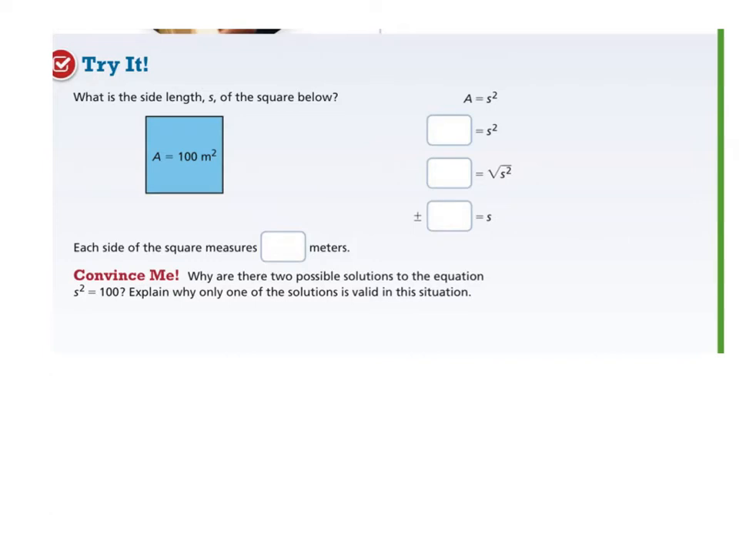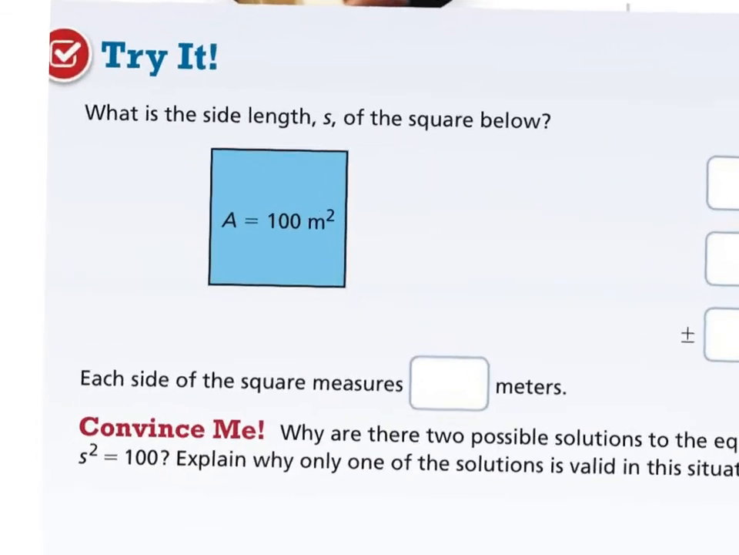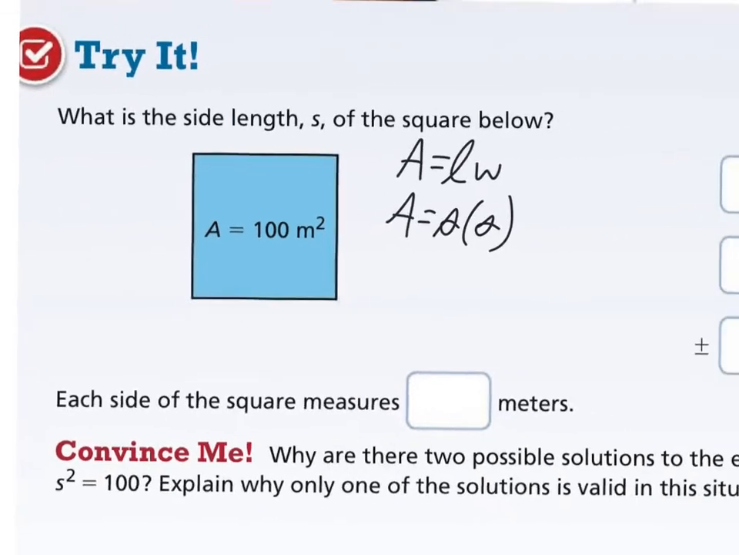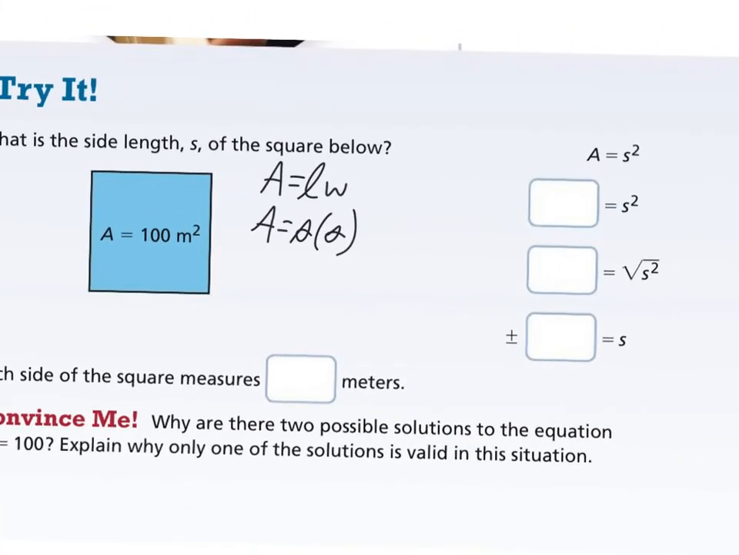So if we look at the try it, we've got a similar situation. Not quite as much going on in this one. They're just asking what is the side length of the square below. So again, if you want to start out with the area of a rectangle, and then we could say in a square the length and the width are both the same, and then that can take us to the point where the book is over here.